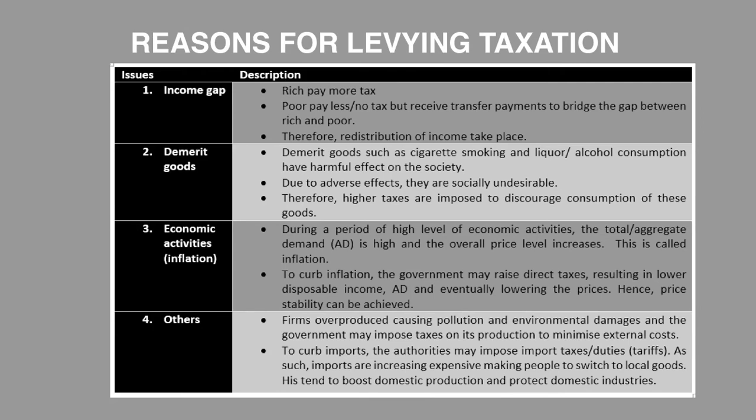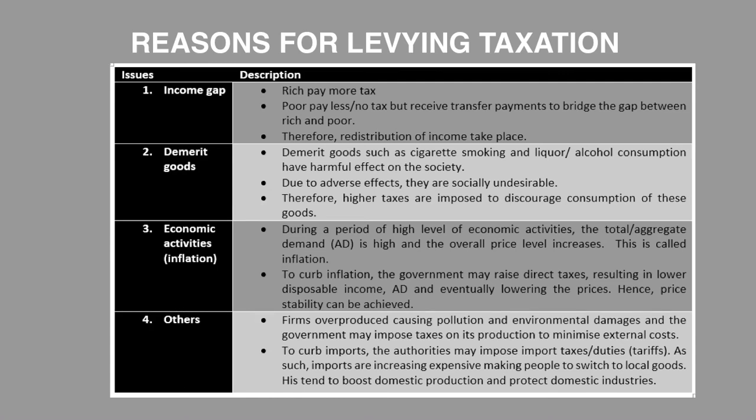So next, reasons for imposing tax or levying taxation. The government not only does the expenditure, but also imposes taxation or levies tax. This is mainly because of four problems. The first problem is the widening income gap between the rich and poor. The second is to discourage demerit goods, the production and consumption of demerit goods. Number 3 is to slow down a little bit of the economic activities which lead to inflation.